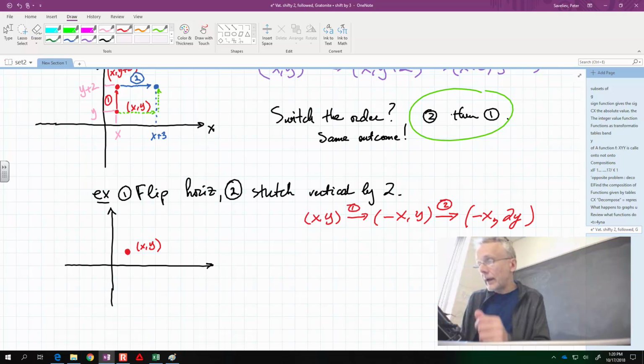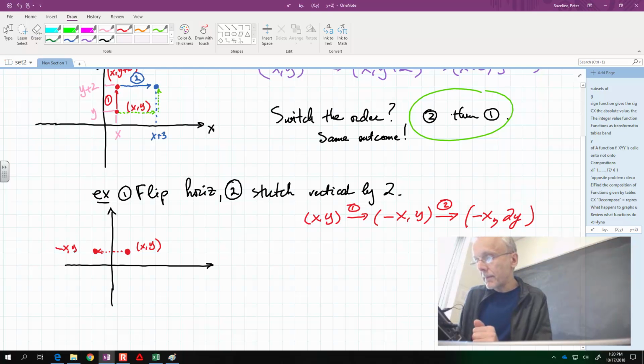So negative x, it's going to cross the x-axis. Remember, that's what the flip is. A horizontal flip is a flip about the y-axis. So the other point is then negative x, y. And then it is stretched by 2. So stretched by 2 roughly. That's where it roughly is going to end up. I'll write it anyway.